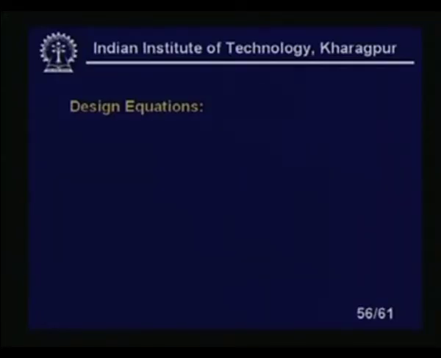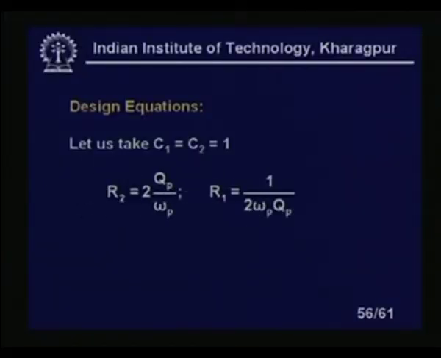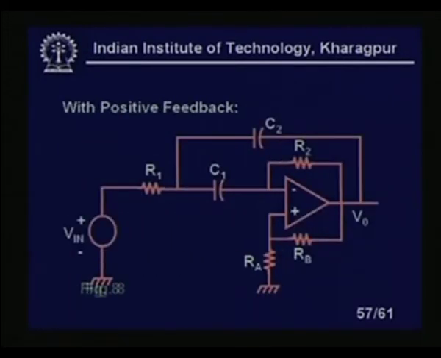Now, design equations. In the case of the simple negative feedback topology, or negative feedback without positive feedback, the circuit looks like this. Let us take C1 equal to C2 equal to 1 and R2 equal to 2 QP by omega p and R1 equal to 1 upon 2 omega p QP. So, this is without positive feedback, and this circuit is with positive feedback.